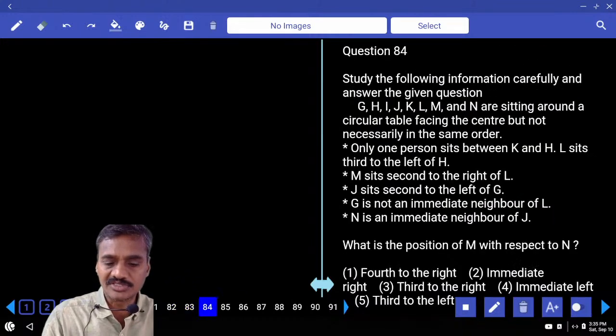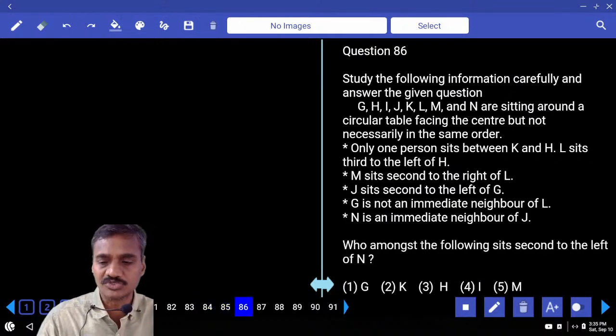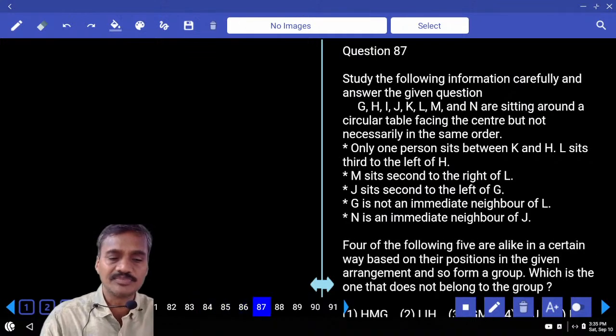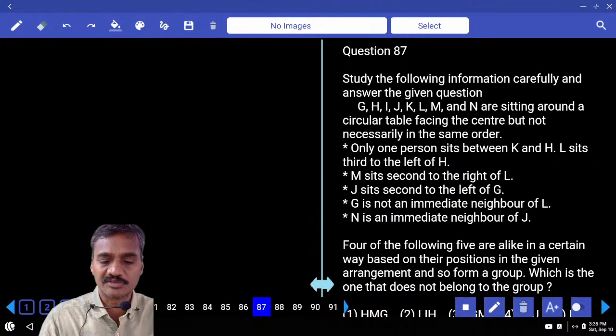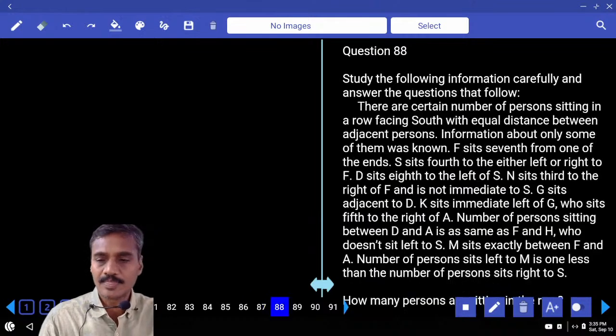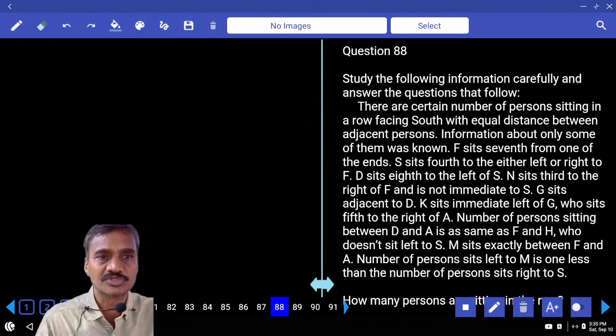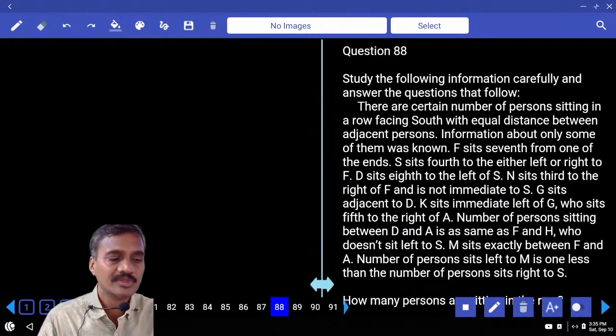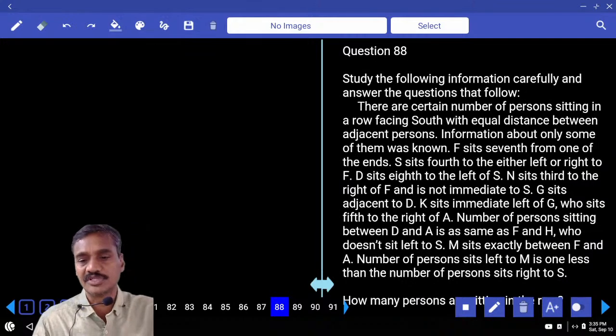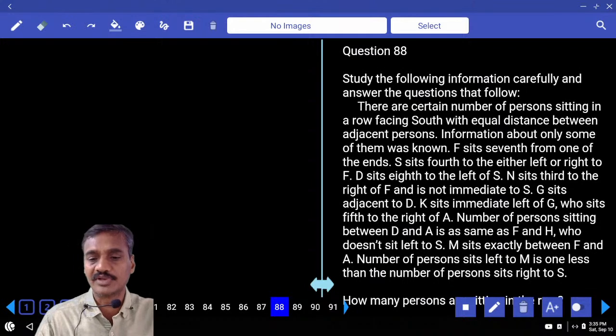And according to the examination and the slot and the type of questions got, then you need to skip from first prior to the second or second prior to the first. Okay? Now, there are certain number of persons sitting in a row facing towards south with equal distance between them. And all the persons are facing towards which direction? South.